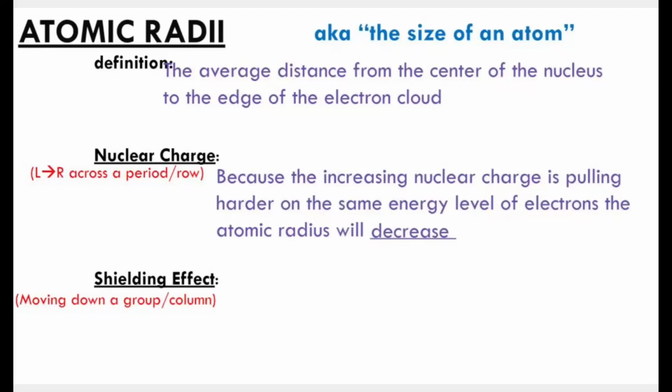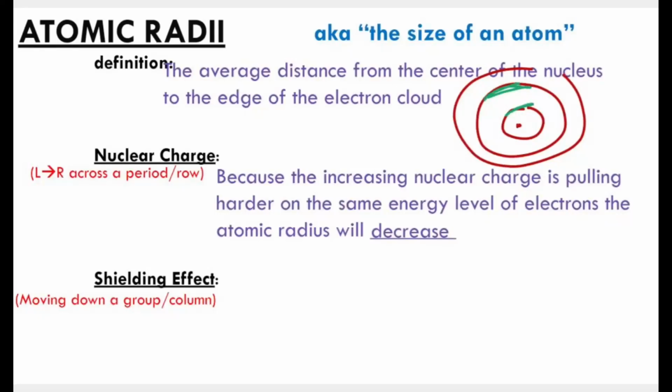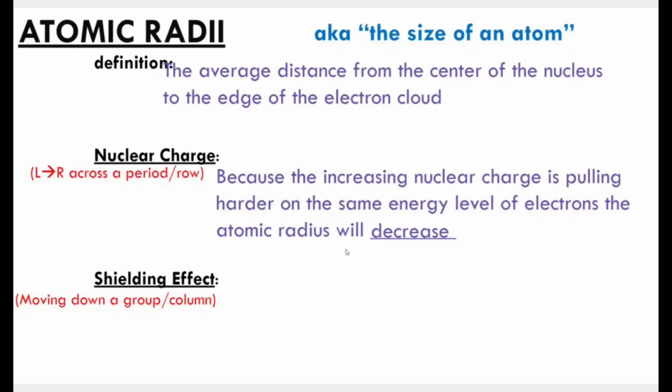Now with the shielding effect, remember this is the fact that as we go down a column, and this is always moving from the top to the bottom of a column, our shielding effect increases. And that's the idea that as we add energy levels, we have more of this protection. An electron on that third level has the first and the second energy levels protecting it from the pull of the nucleus.